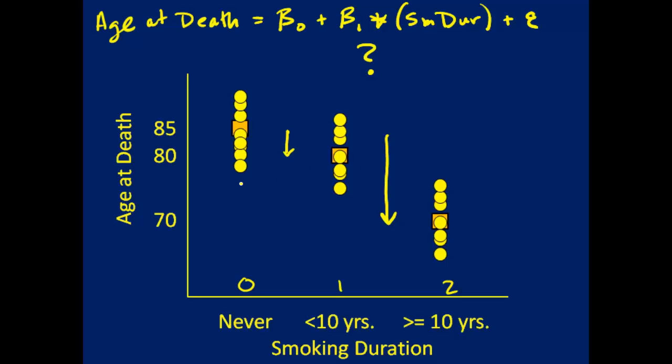So the drop in the average age at death for each step is not the same. So this is a nonlinear relationship. So the relationship would look something like this. So for this kind of nonlinear relationship, we don't want to force a linear relationship, because what's going to happen is that the model will come out something like this.